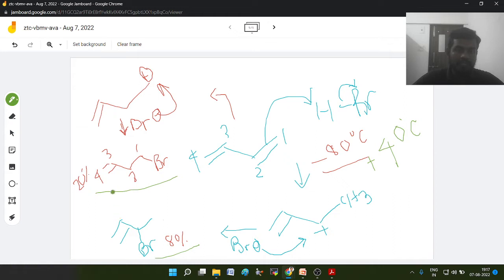Now what do you think? These two products are terminal alkenes, right? The alkenes are at the terminal position. So something is wrong. Do you know what it is?